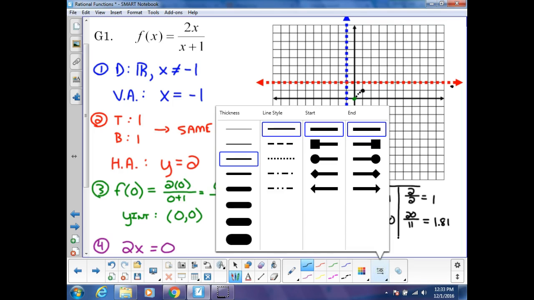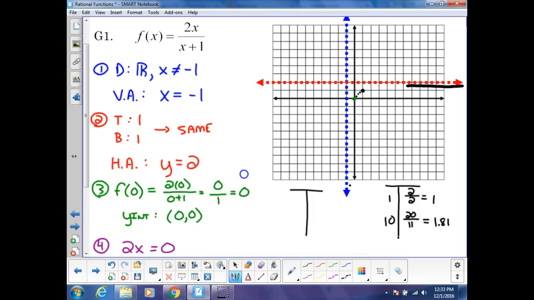How come you didn't like that one? Very hard to graph 20 over 11.